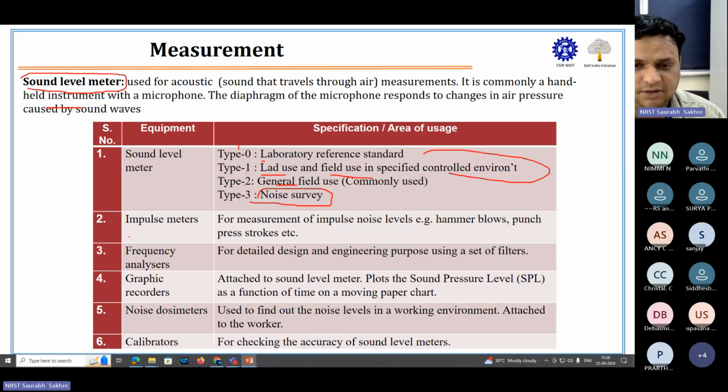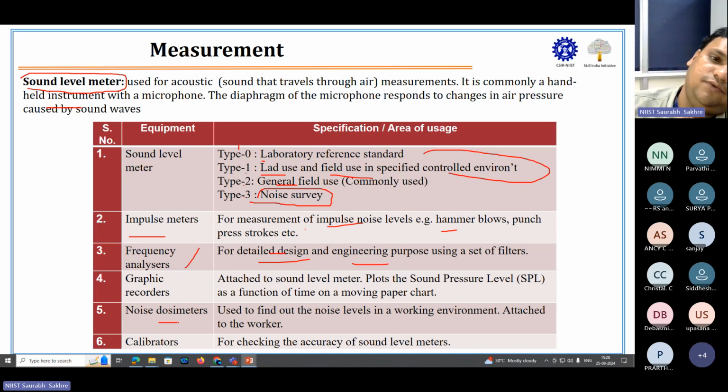Sometimes there will be an impulse meter also for measurement of impulse noise like hammer blows, punch press strokes, this kind of industry. You will use a frequency analyzer also for detailed design and engineering purposes, using a set of filters. Okay, sometimes you need to do frequency analysis also. Graphic recorders, noise dosimeters: this you use when you want to know how a person is exposed to noise. So you will put this noise dosimeter on the clothes of that person and it will be recording noise continuously. And calibrators, as we all know, for checking the accuracy of sound level meters.